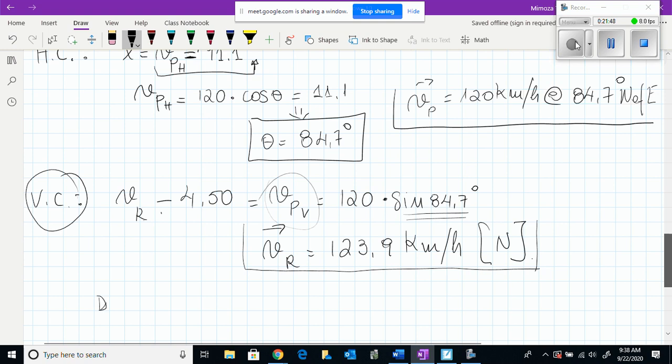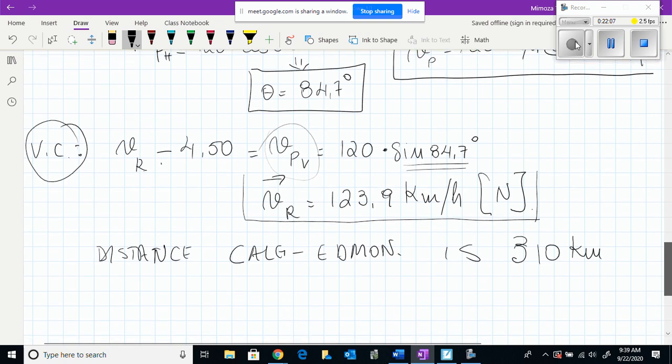If the distance between Calgary and Edmonton is 310 kilometers, it's pretty much this is the distance, then the time to go from Calgary to Edmonton in this particular situation will be 310 over 123.9. So 310 divided by 123.9 is 2.5 hours.